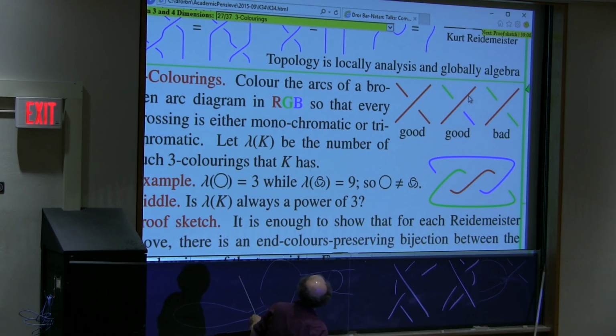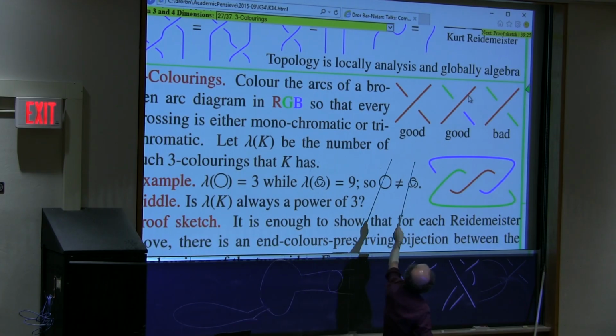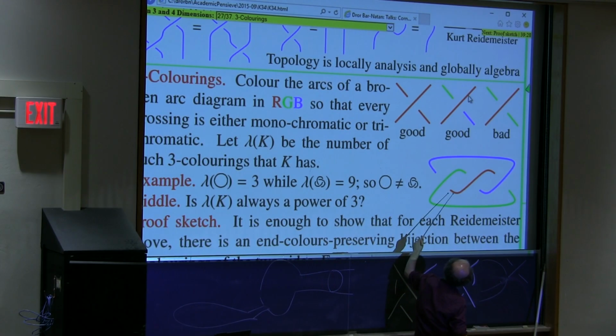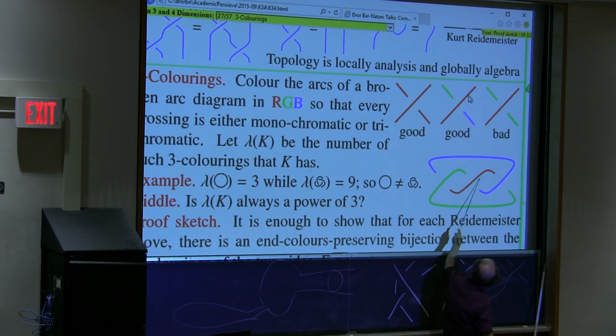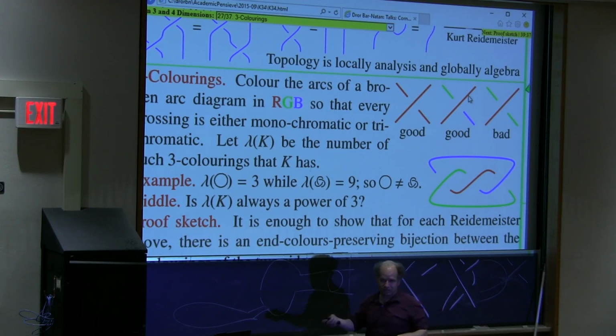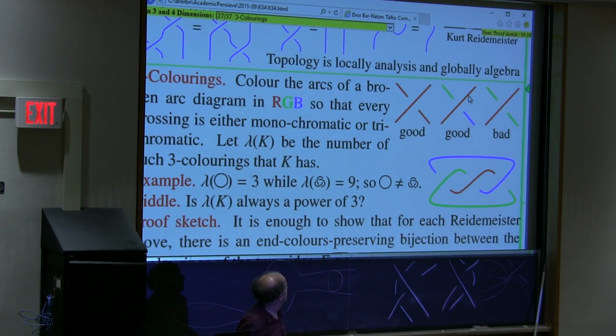So the number of three colorings, or legal three colorings, of a broken curve diagram is a knot invariant. So what's a legal three coloring? A legal three coloring of a broken curve diagram is, well, you color the unbroken arcs. So this one is one color, this one is another color. You color them in three colors, red, green, blue, say.